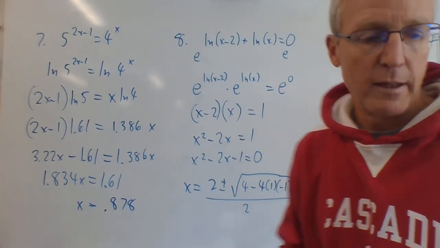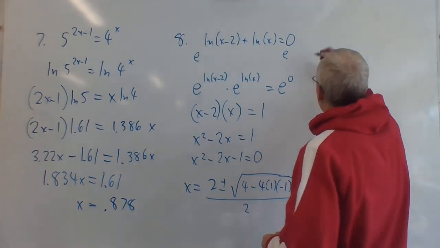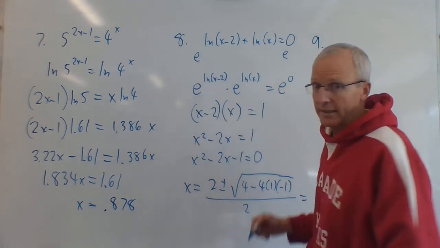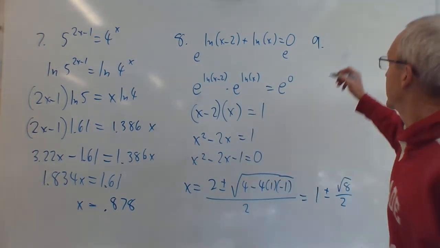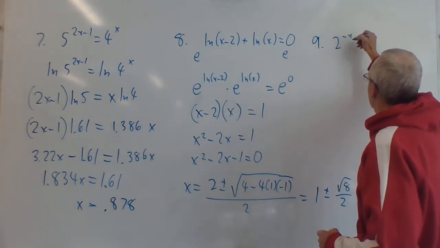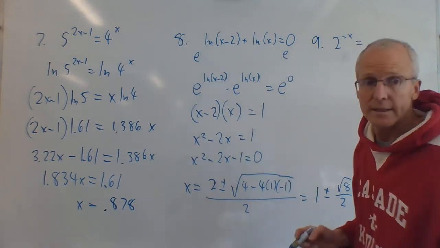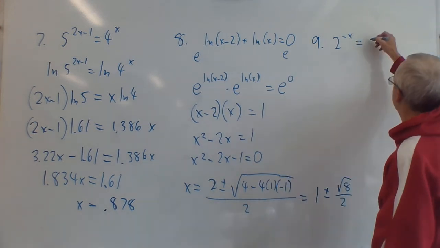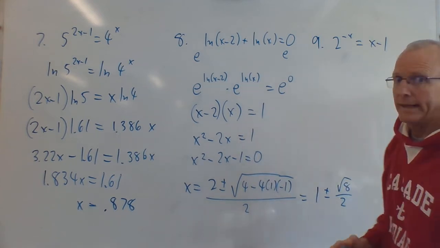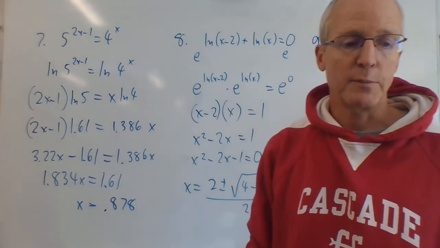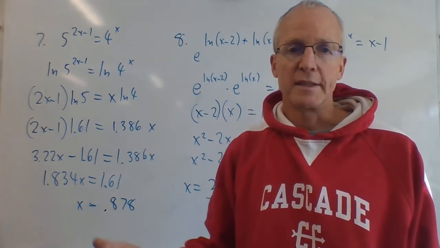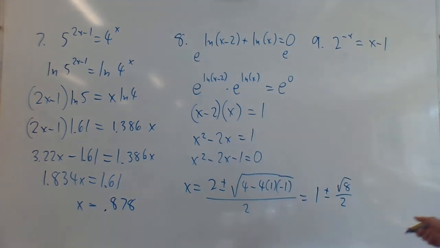Okay, the last one. So number 9, I say solve this thing: 2 to the negative x equals x minus 1. All right, now I say here using Desmos, but let's say you don't want to use Desmos, you just want to solve it. So how would you solve it?